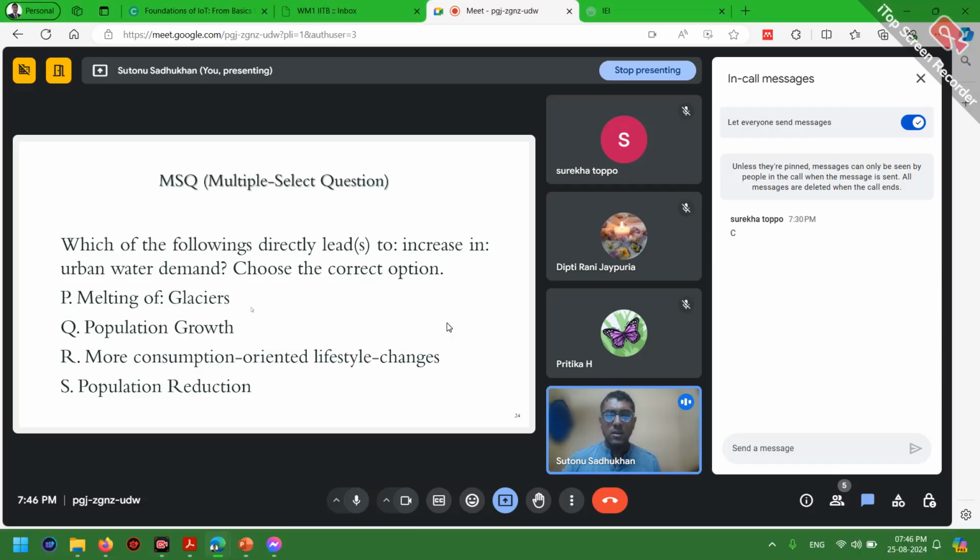You can type your option in the chat box. I'll wait for 1 minute. What is the cause of urban water demand that you have to identify? Whether melting of glaciers increases the urban water demand. Glacier, you know what a glacier is? If you don't know, tell me. Whether population growth leads to urban water demand, or population reduction leads to the increase in the demand, or more consumption lifestyle. More than one option may or may not be correct. It's an easy question, I think. You should type in the chat box.